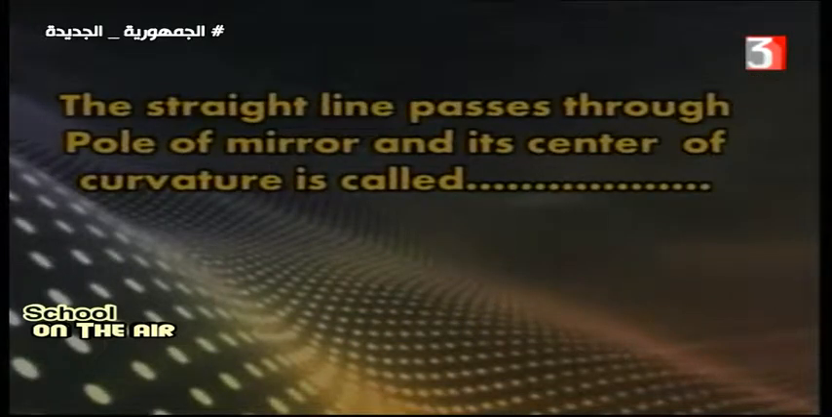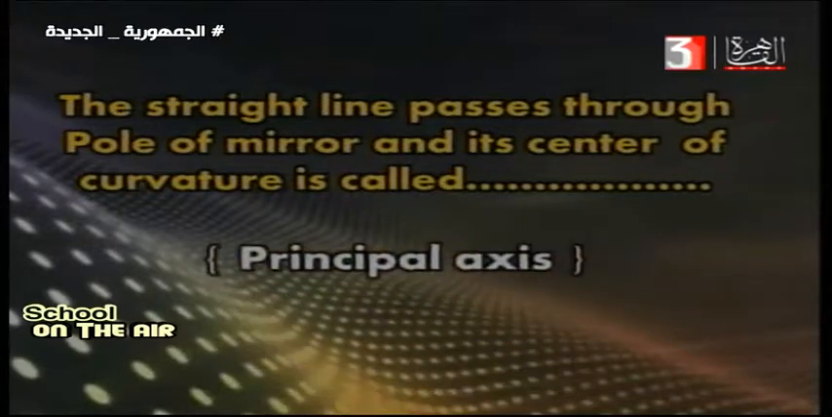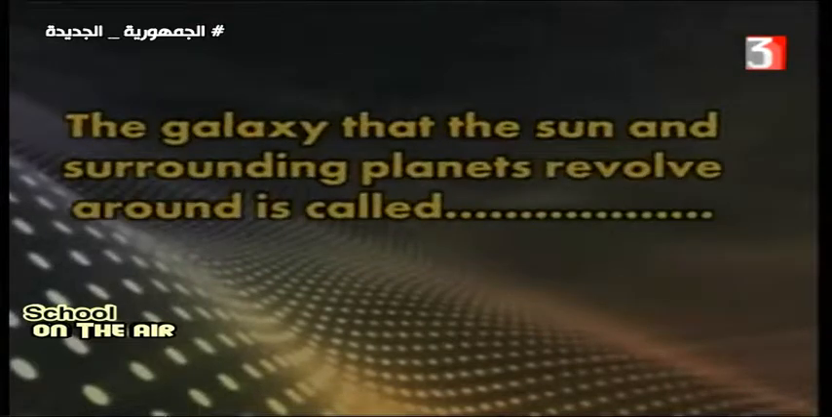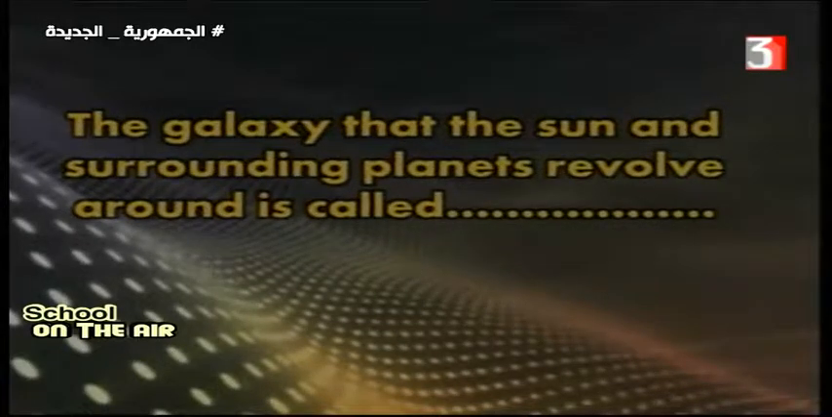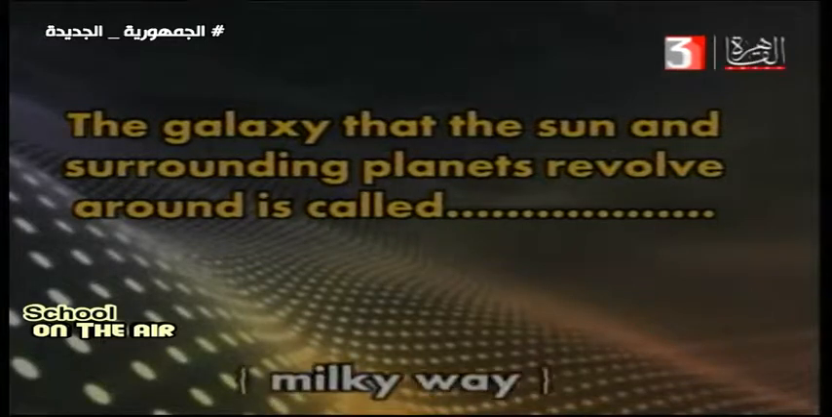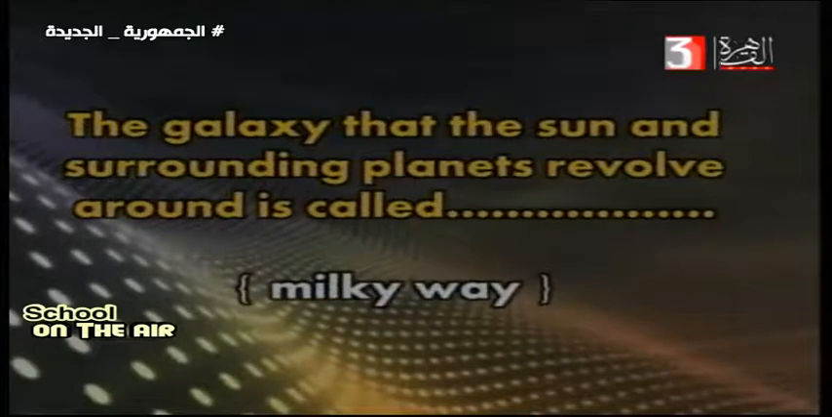The straight line that passes through the pole of the mirror and its center of curvature is called, yes, principal axis. Another one. The galaxy that the sun and surrounding planets revolve around is called what? Catch it, my dear. We can say Milky Way. Milky Way is our galaxy. We like it. Another one.